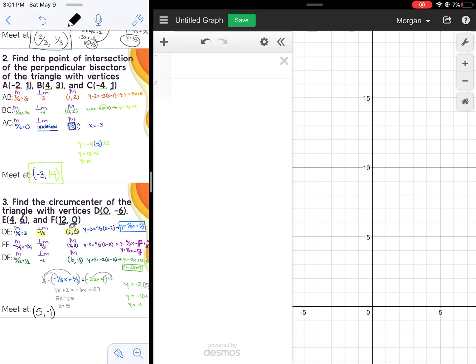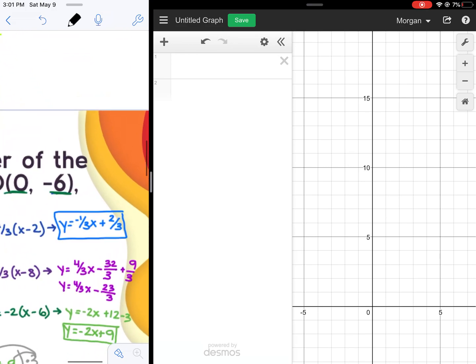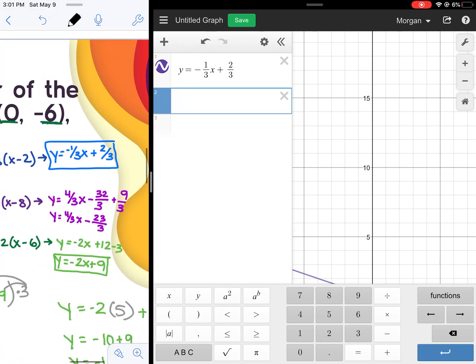Again, if I want to check another answer, I can clear out those. And maybe I'm questioning this one. So I'm going to put in y equals negative 1/3. To get out of my fraction, I'm going to tap over with the little arrows underneath functions. x plus 2/3. And I can pick either one of my other ones. I could put all three if I wanted. y equals negative 2x plus 9.